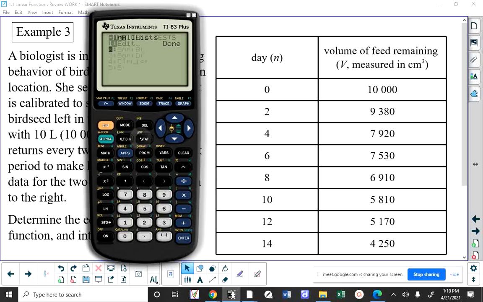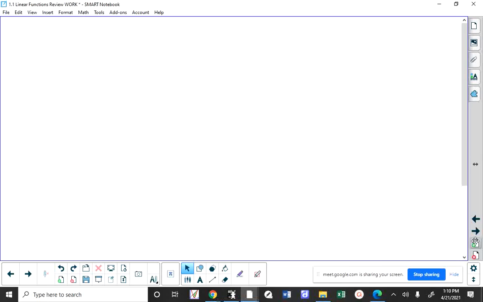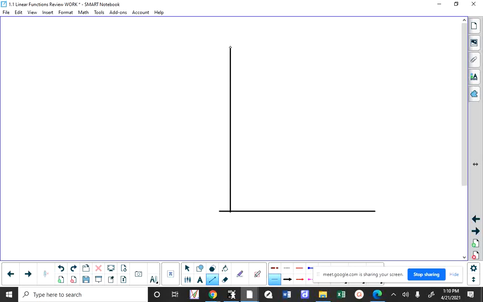Okay. So now we go back to stat edit, and the golden rule here, everybody, is your manipulated variable or your independent variable, which means x, goes on the horizontal axis and goes into L1. What we want to do here, everybody, in case it isn't clear, the graph that is going to provide us the most meaningful information is one that has the volume as a function of the day.